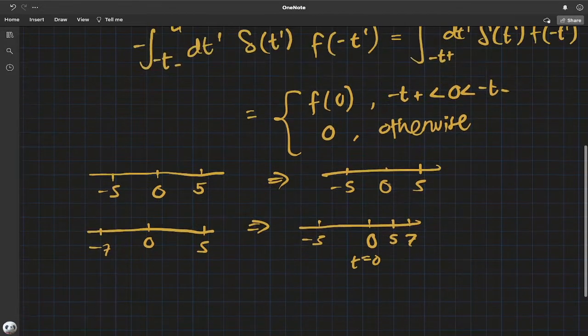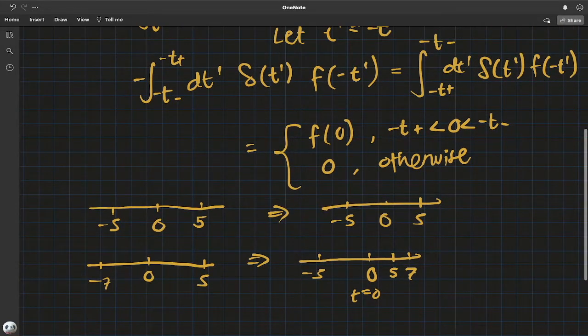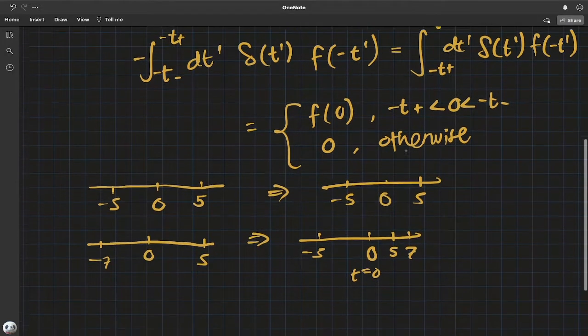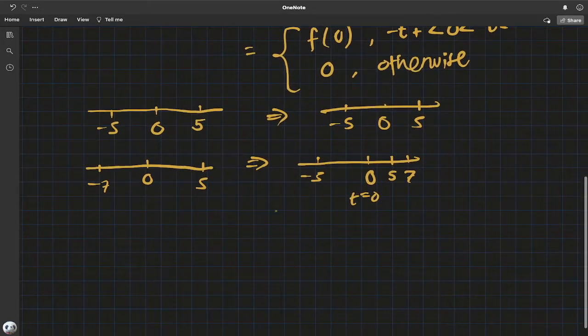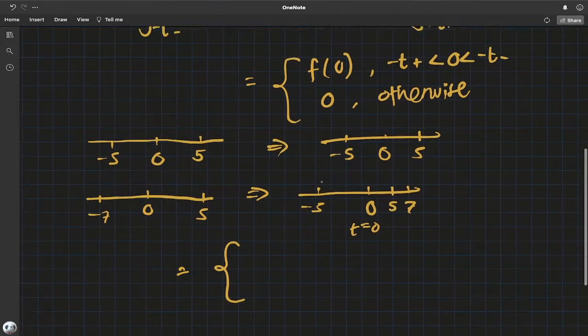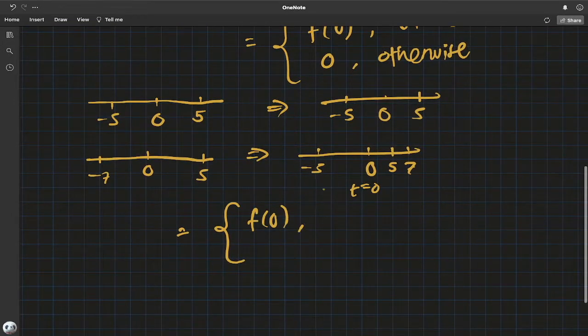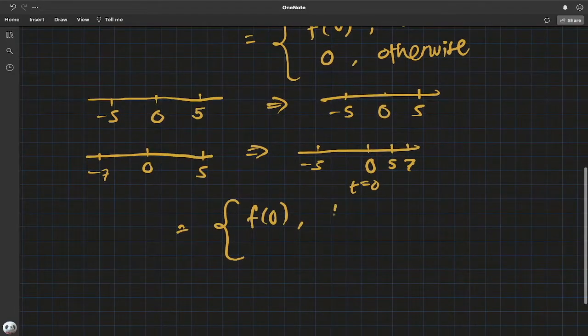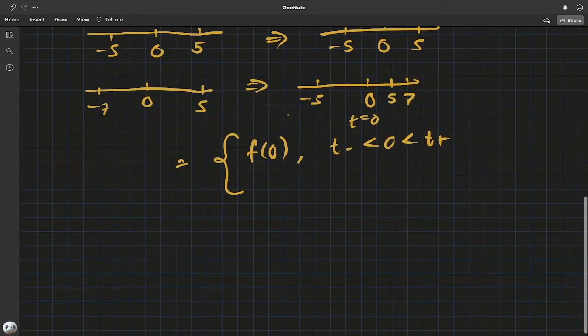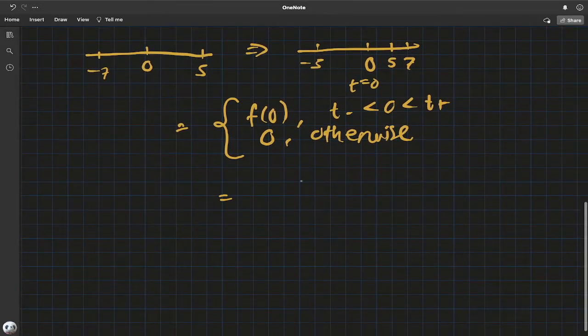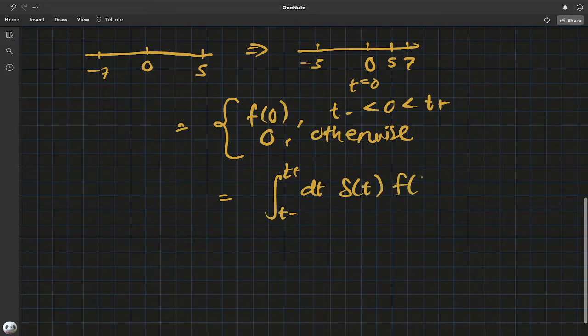And by using this property, we can see that although it's negative t plus to negative t minus, we can use this symmetry or converted symmetry to get f of 0 and then have these upper and lower bounds like before, t minus, 0, t plus. This is just because of the symmetry or induced symmetry as I described, 0 otherwise. And if you remember, this is just the definition of the classic Dirac delta of f of t, from t minus to t plus, dt Dirac delta t f of t.